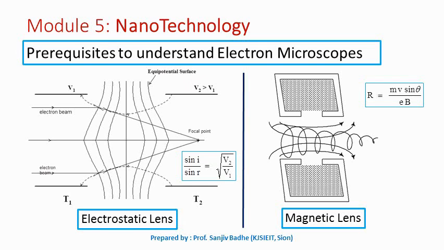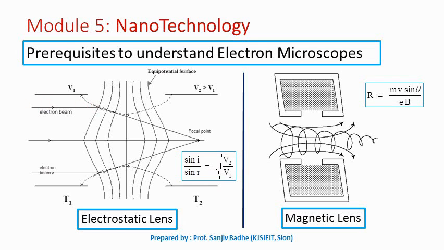Now we know when a light ray enters from one medium to another medium having different density, it changes direction. Similarly here, the electron beam will change direction when it enters from one potential region to the other potential region. And as Snell's law in optics states sin i upon sin r equals mu 2 upon mu 1, similarly Bethe's law in electron optics, which states sin i upon sin r equals square root of V2 upon V1, will be followed.